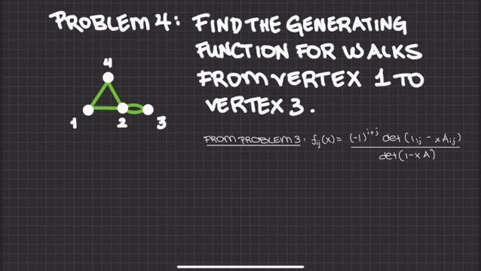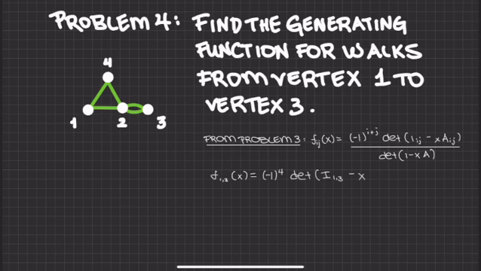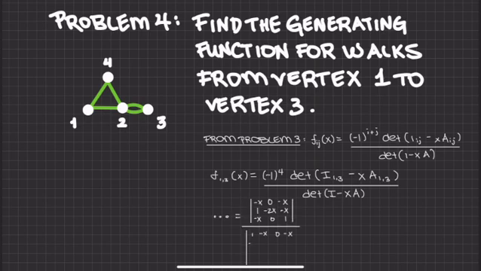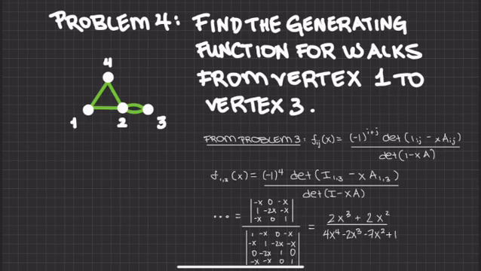we move on to problem 4, which states that we must find the generating function of walks from vertex 1 to vertex 3. This simply involves plugging into the general formula we found in problem 3. Once again sparing all the gory details, by calculating our determinants, we can come up with an expression for our generating function for walks from vertex 1 to vertex 3, strictly in terms of x.